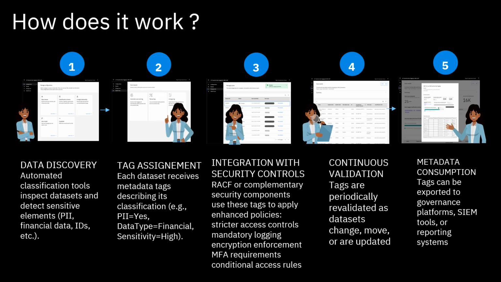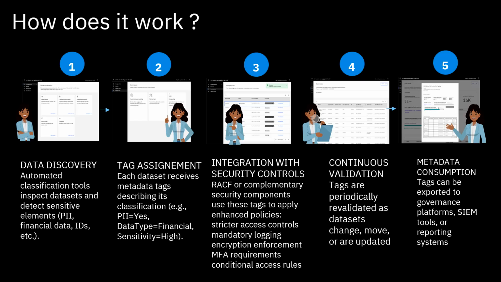These tags are then used by security systems such as RACF or complementary tools to enforce targeted protection policies. Depending on the sensitivity of the data, this can include stricter access controls, mandatory logging of access, data encryption, multi-factor authentication, and conditional access rules. The process is not limited to the initial classification. Tags are periodically reviewed and updated to ensure they accurately reflect the current state of the data, especially when the data is modified, moved, or updated.